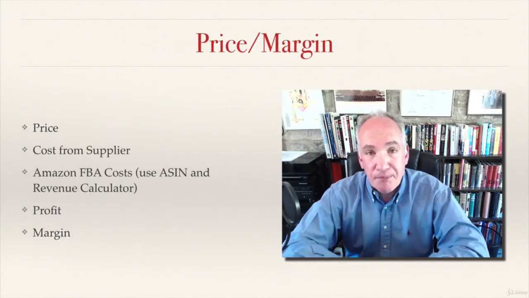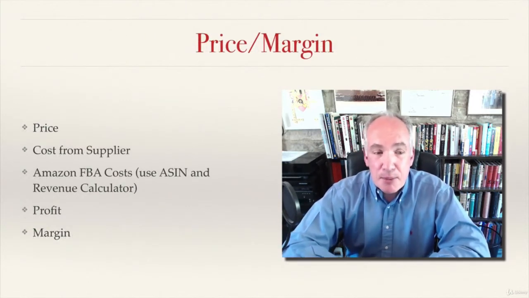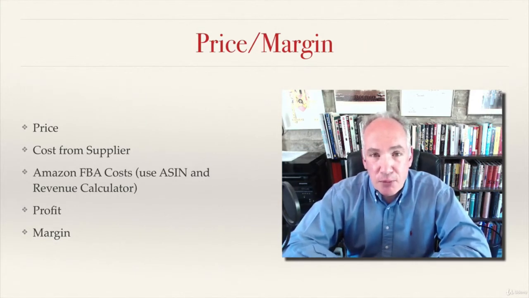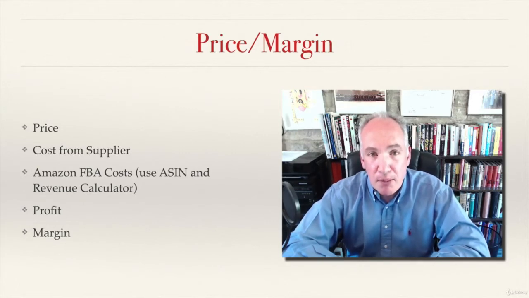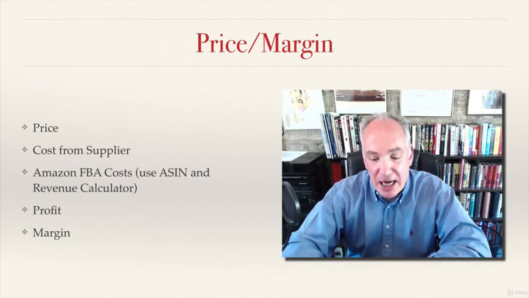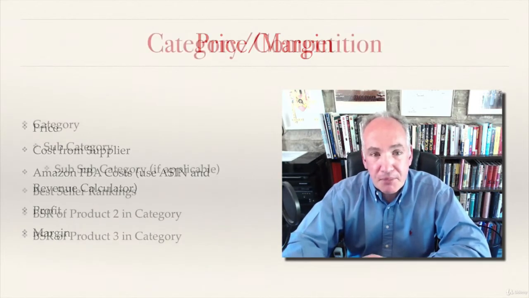The next thing to look at is the price, and later on you'll be able to look up the cost from the supplier. And if you put the ASIN into the Amazon revenue calculator, then you'll be able to see what the costs from Amazon FBA are going to be. And that'll give you your profit, and that'll give you your margin. And don't forget, we're looking for at least 100% markup.